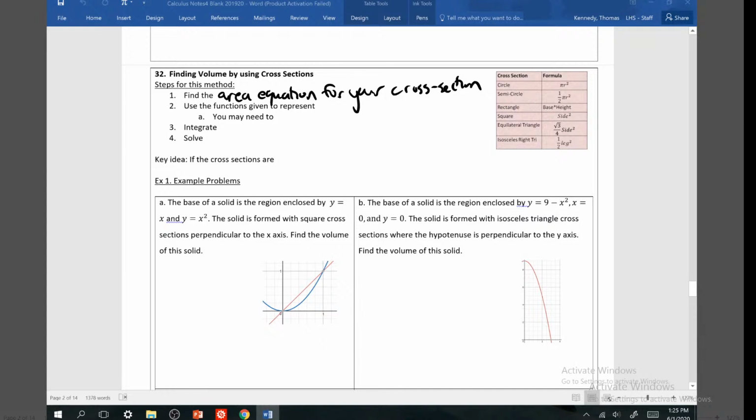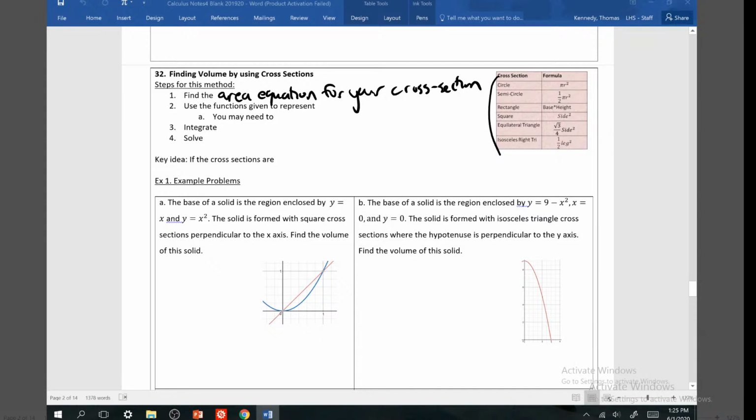Okay, and the cool part about this is the area equation for your cross section is basically always going to be one of these. So there aren't that many area equations, and you know almost all of these. The only ones that are a little questionable are the triangle ones, like circle, pi r squared, semicircle, 1/2 pi r squared, rectangle, base times height. Yeah, okay. Square, side squared, easy.